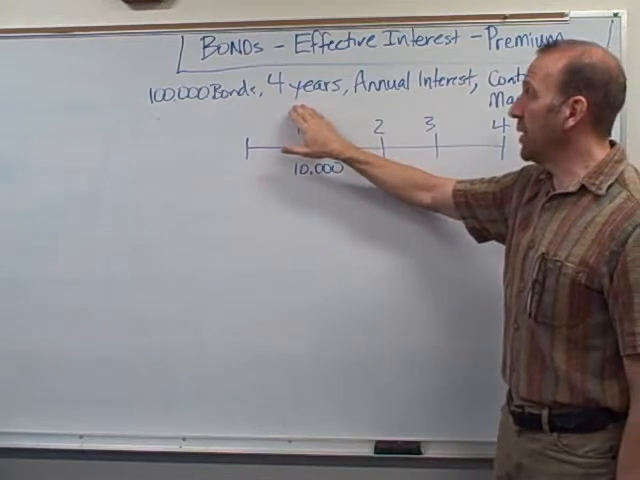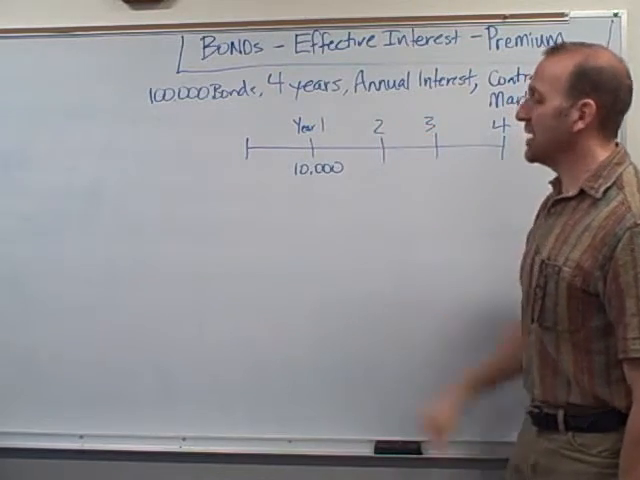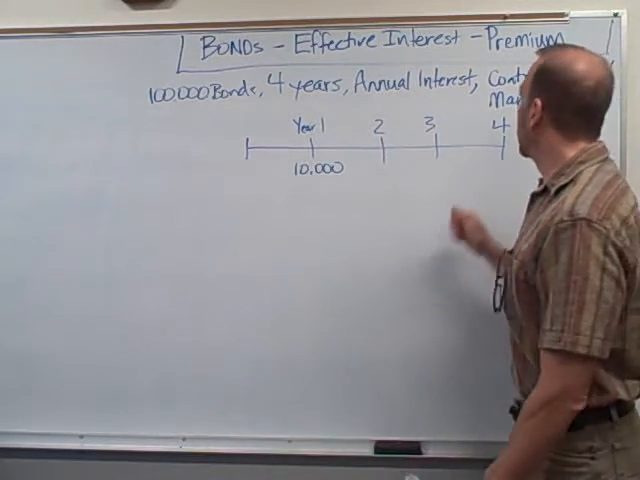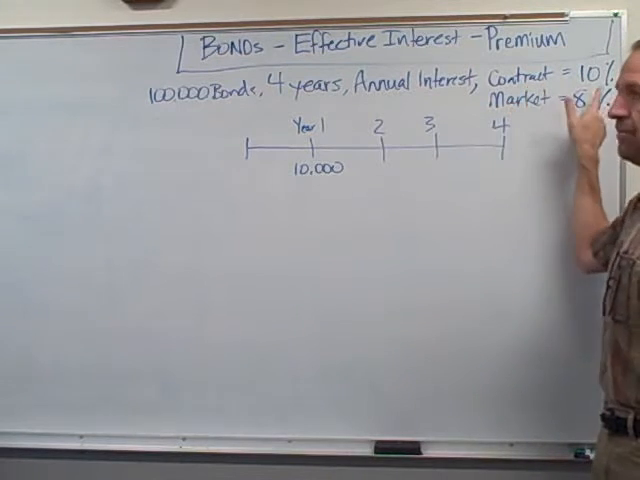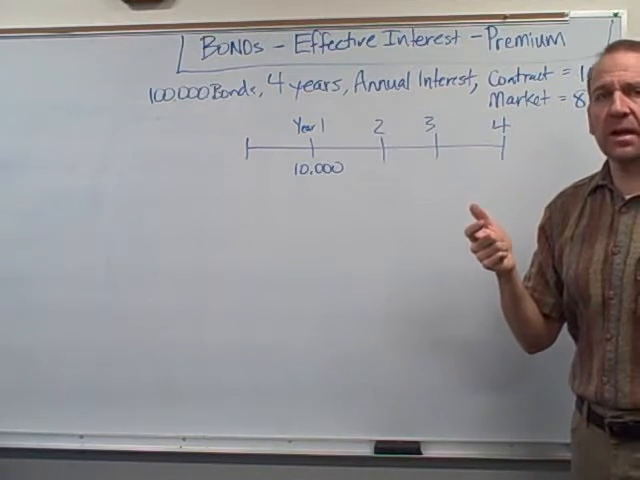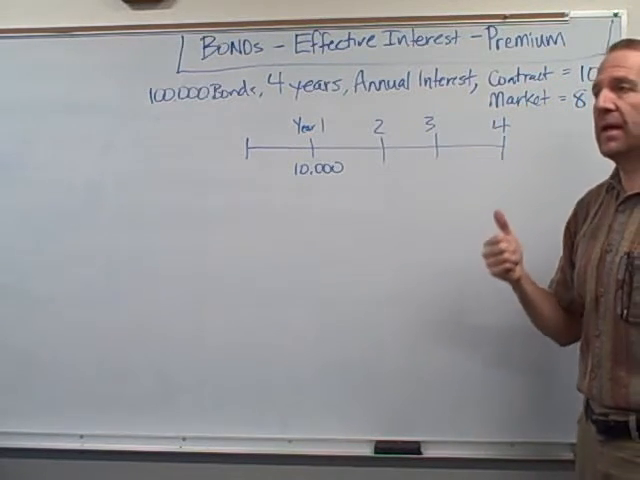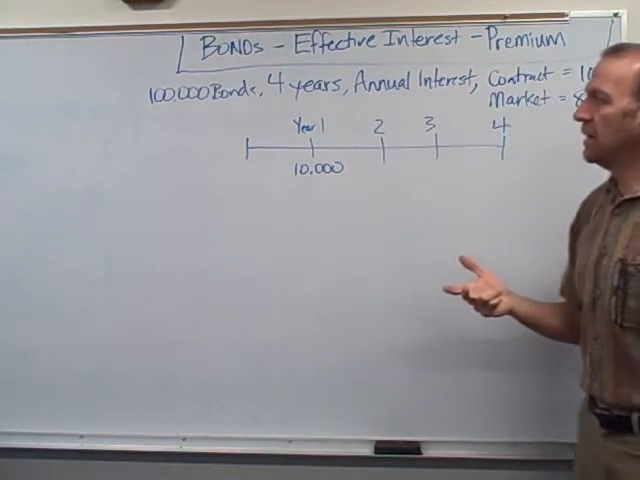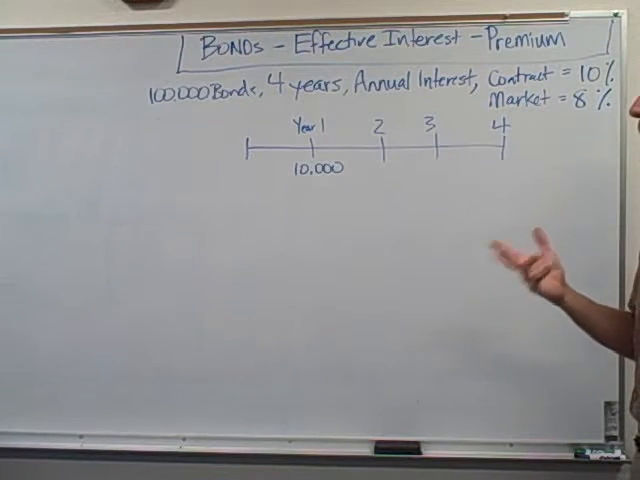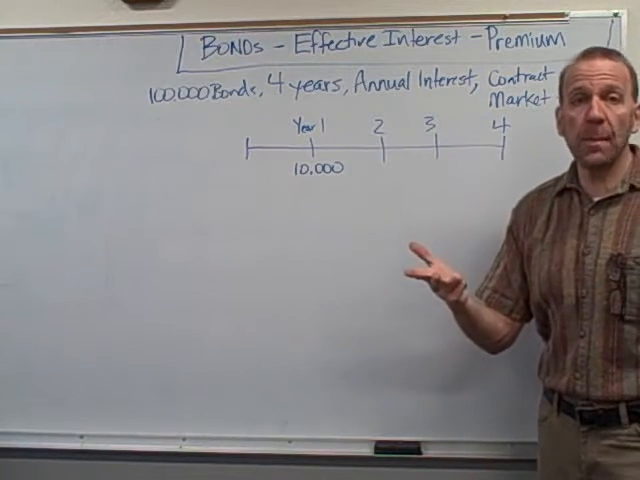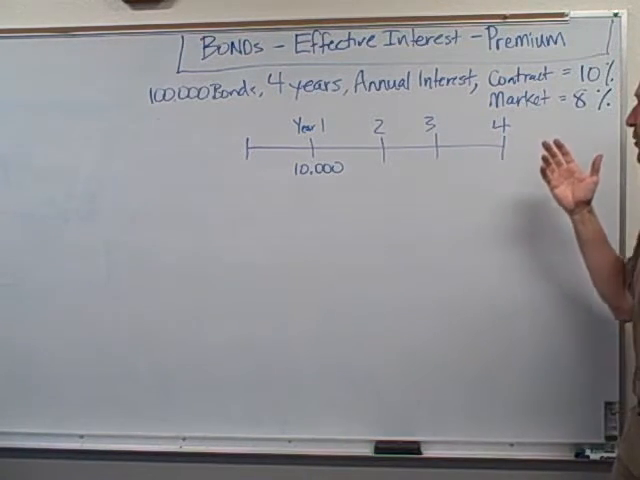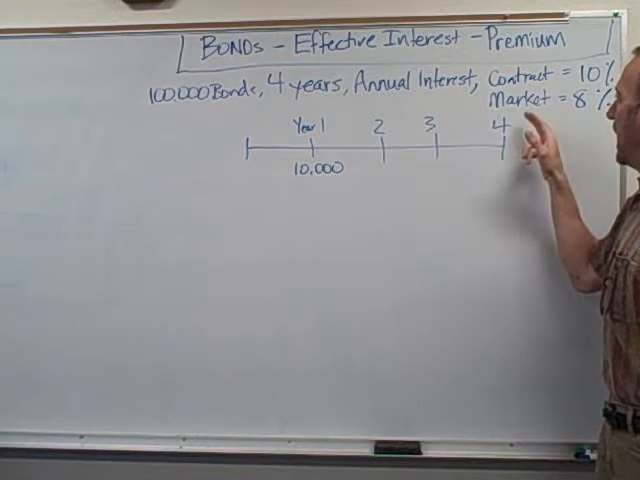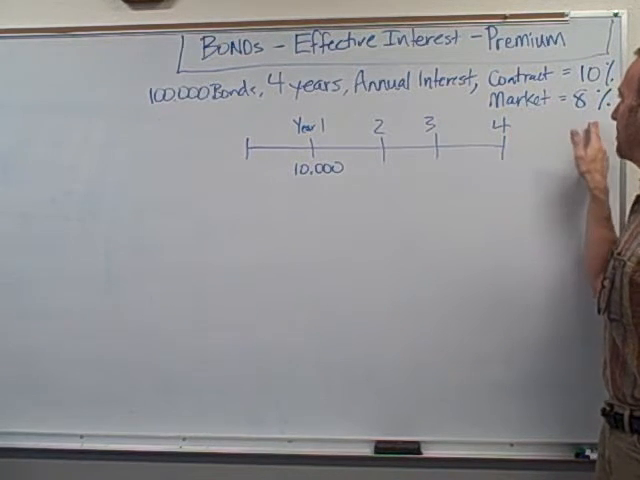These bonds are 4-year bonds. They're going to pay interest annually, and the contract rate is 10%. Once again, the contract rate can also be called the coupon rate, the stated rate, or the nominal rate. Okay, I'm going to call it the contract rate because that's what my textbook uses. The market rate right now is 8%.